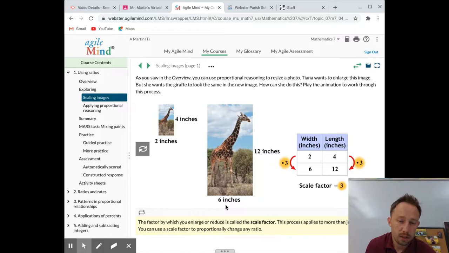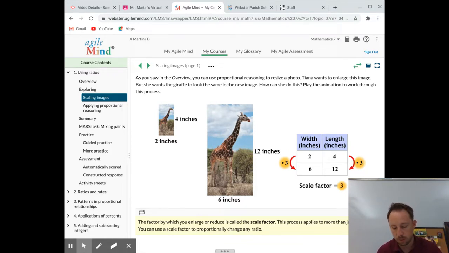And 2 inches, which is the width, was multiplied by 3, which is our scale factor, and gave us 6 inches. So if you look at the bottom, what does that say, Kalia, about the scale factor in yellow? Can you read that for us? The factor by which you enlarge or reduce is called the scale factor. This process applies to more than just images. You can use a scale factor to proportionally change a ratio.